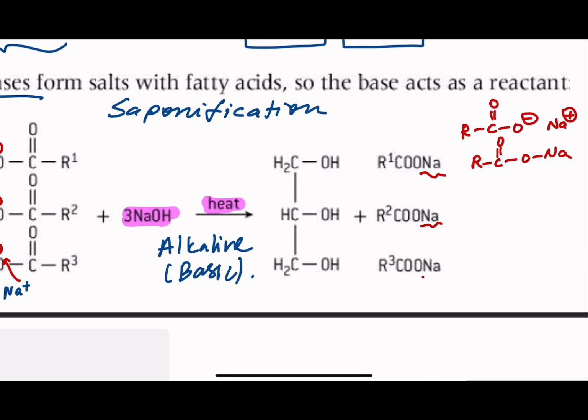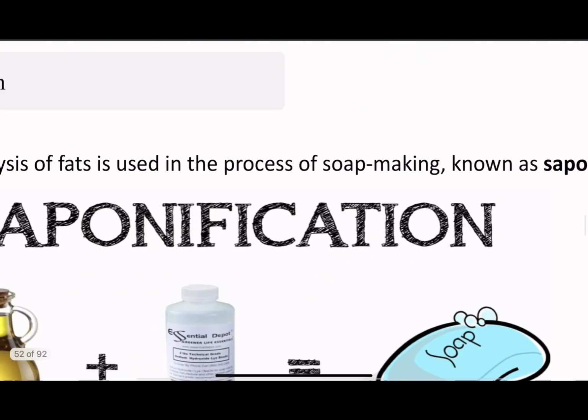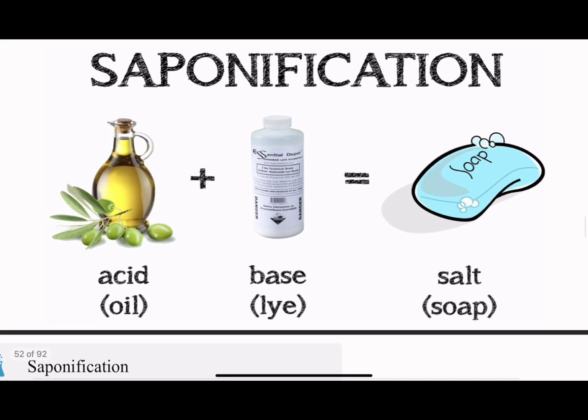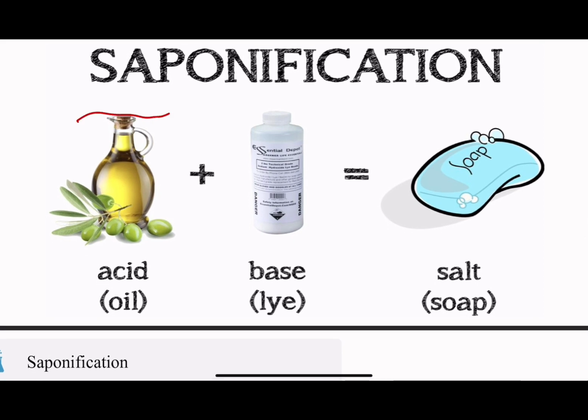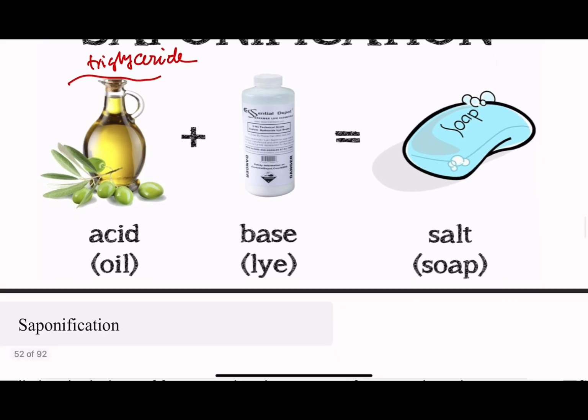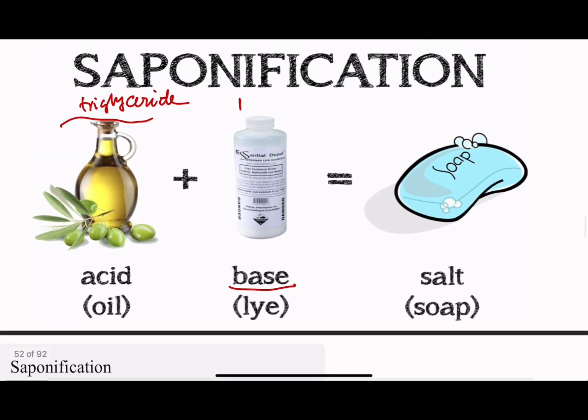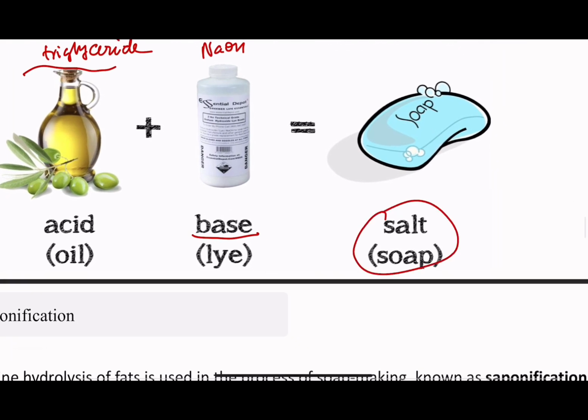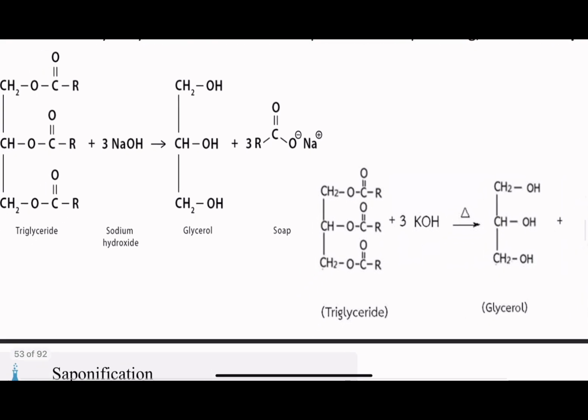Okay, this is just a hydrolysis. You get your glycerol back again. And in the saponification, the way it works, we grab the triglyceride. This is the triglyceride, and then we grab a base, which is, let's say, sodium hydroxide, and then we get the soap.